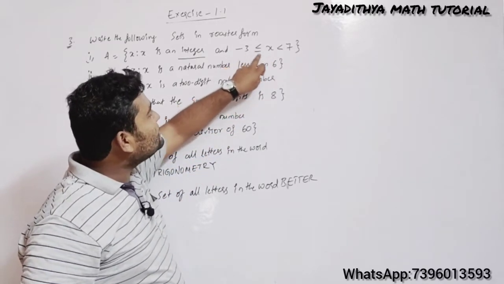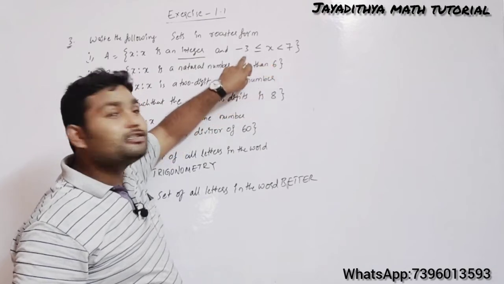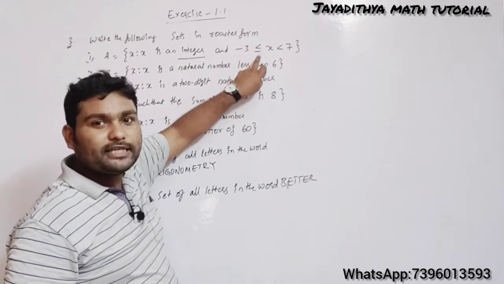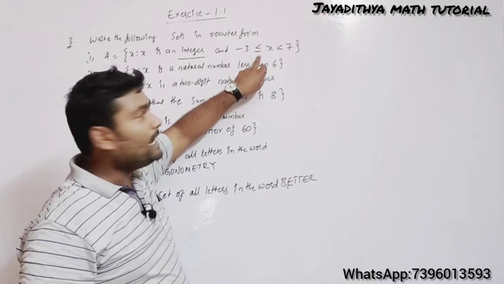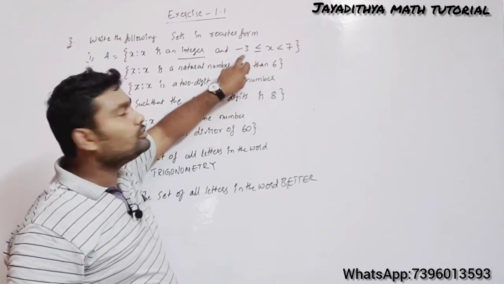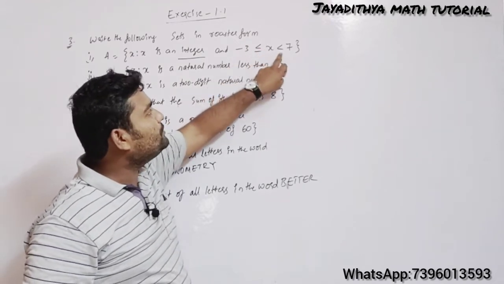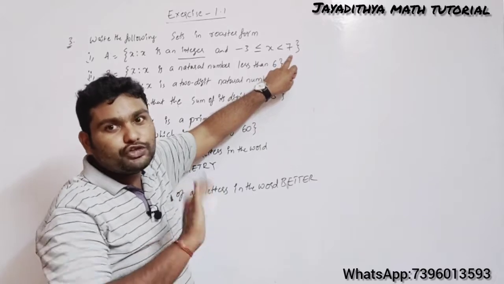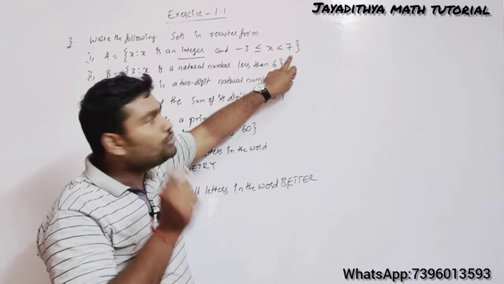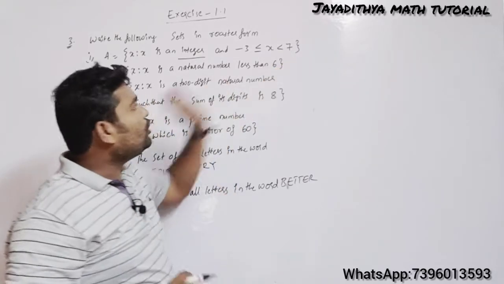So x value, see: -3 is less than or equal to x. That means you should start from -3. Why? Because here you have the equal to symbol, right? So less than or equal to means you should also include -3. But here, if you observe, less than 7, so you should not include 7. So you should be very cautious here. So how to write this one?